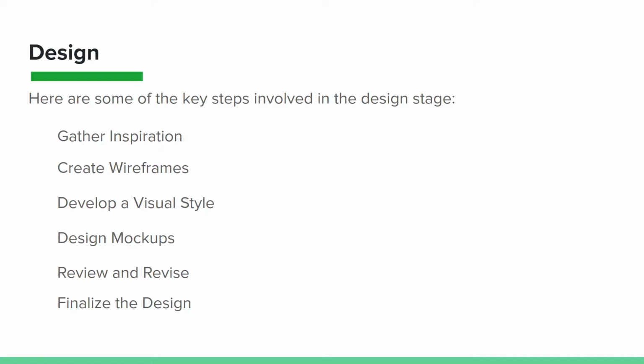And lastly, you want to finalize the design. Once the design has been approved, it's time to finalize the design files and prepare them for development. This can involve creating style guides or design specifications that outline how the design should be implemented in the code.